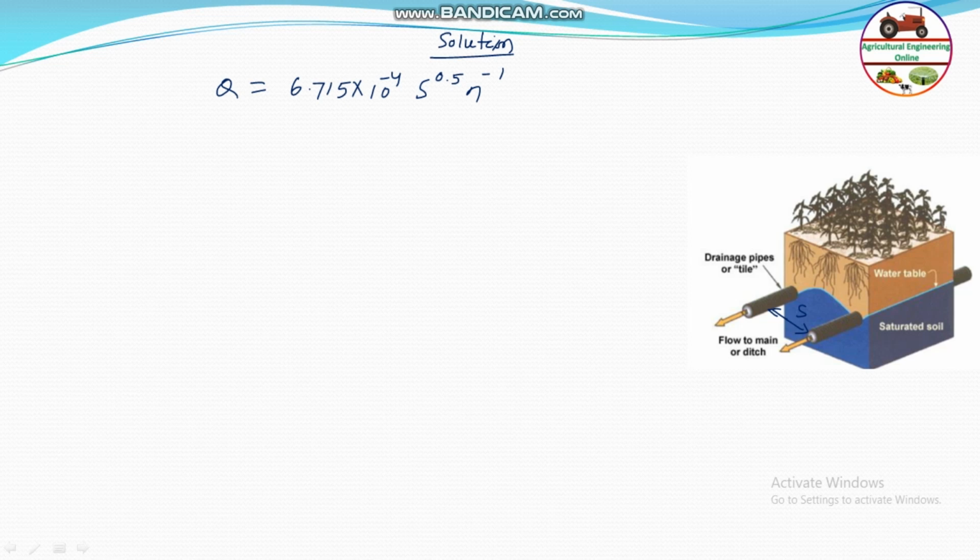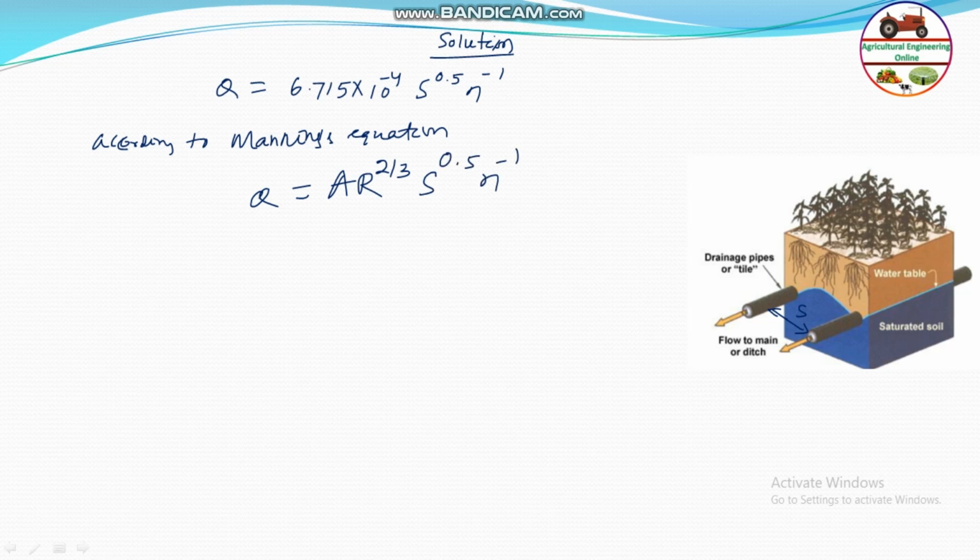So according to Manning's equation, Q is equal to A R^(2/3) S^0.5 n^-1. So this is the actual equation by Manning.